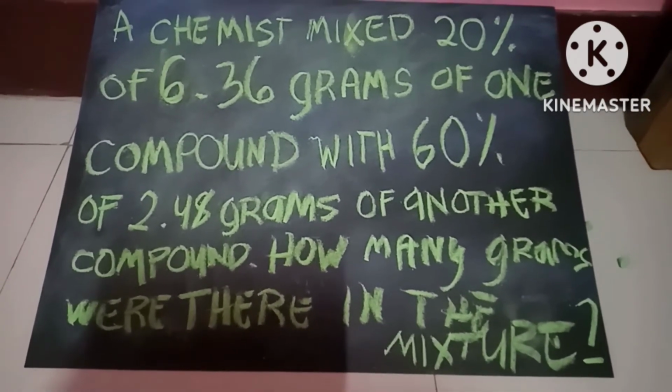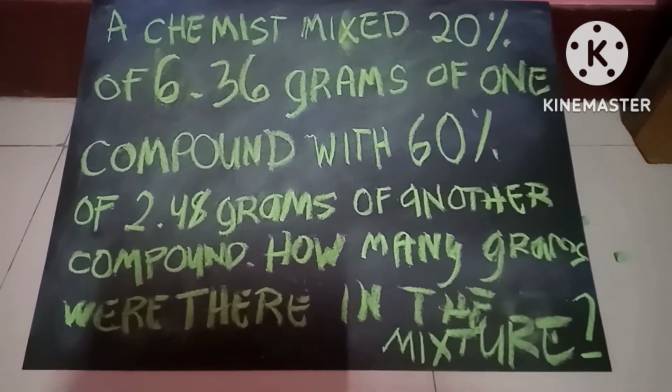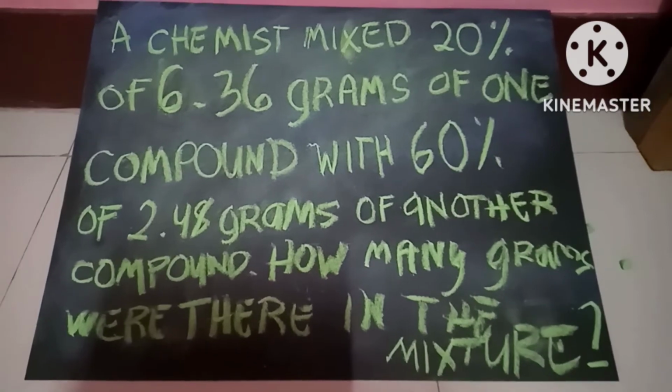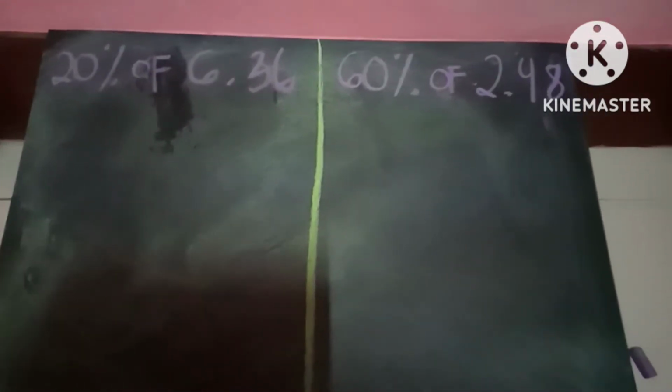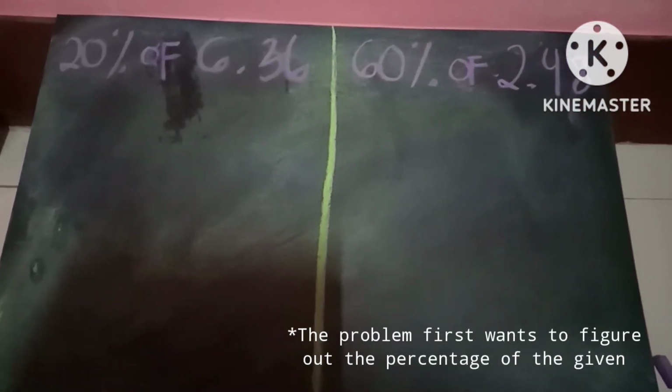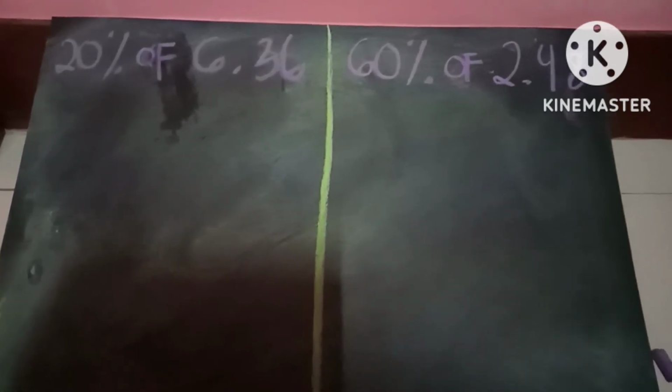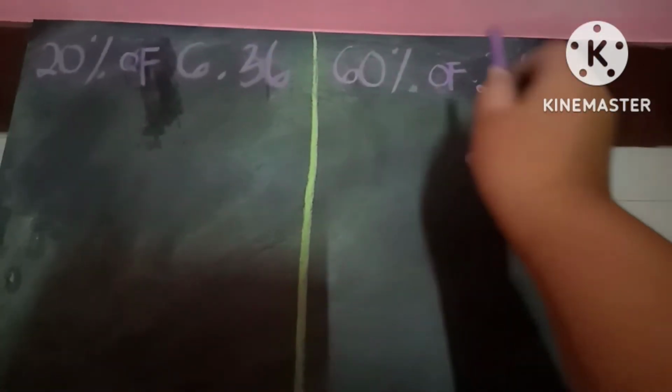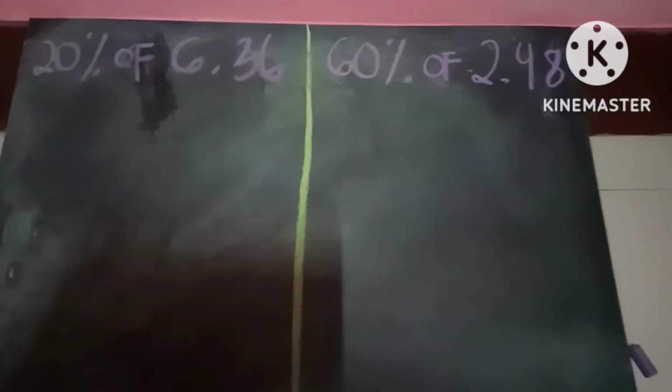To solve the problem, we will need to first figure out what is the given of the problem, or analyze the problem. The given is 20%, 6.36, 60%, and 2.48. The problem wants the 20% of 6.36 and the 60% of 2.48. How do we get the 20%? Let's first find out how we get the 20% of 6.36.